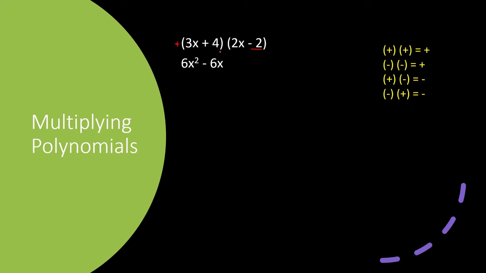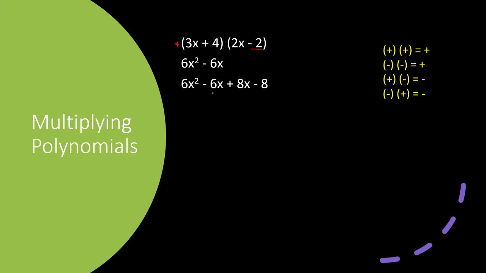For my second part, okay, I'm going to now multiply the 4 times the 2x, and that's going to be equal to 8x, and then 4 times 2 is equal to 8, and a positive times a negative. This addition makes this 4 positive. This subtraction makes this 2 negative, and a positive times a negative is equal to a negative. Therefore, my result is a -8x or a -8.